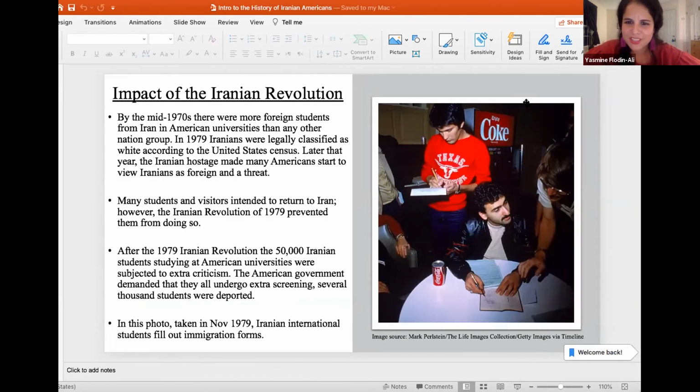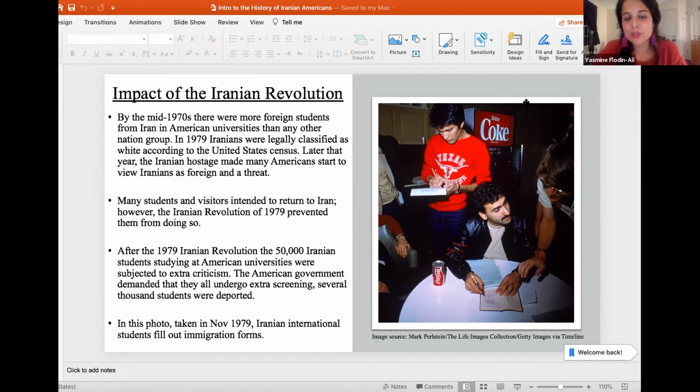I love this photo. I just think it's so striking and interesting. So by the mid-1970s, there were more foreign students from Iran in America than any other nation group. So a ton of Iranians are in the US taking classes. Just kind of interesting to note that in 1979, Iranians were legally classified as white according to the United States Census. And then later that year, the Iranian hostage crisis made many Americans start to view Iranians as foreign and a threat. It's just kind of an irony in that timing, that there's sort of a switch that happens there.